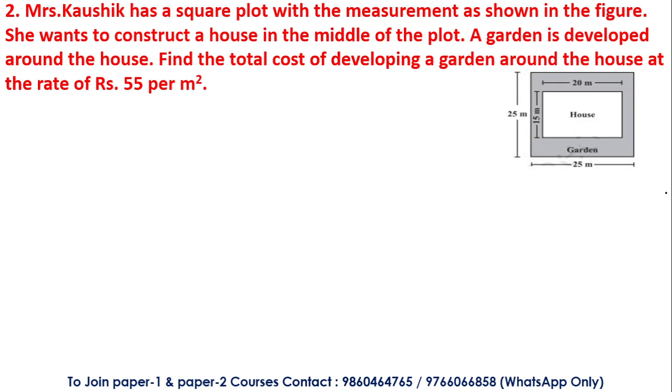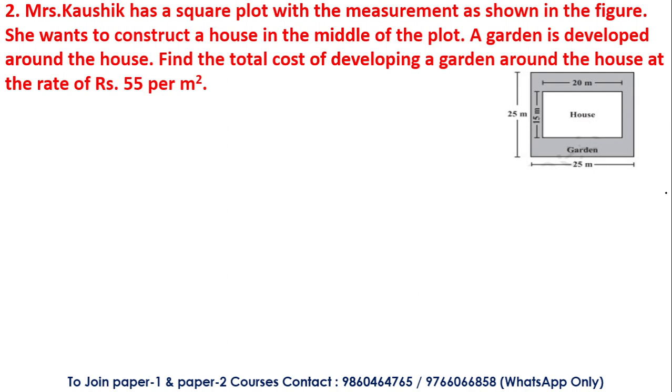Kaushik has a square plot with the measurement as shown in the figure, and she wants to construct a house in the middle of the plot. Try to understand the concept over here. Okay, a garden is developed around the house. Find the total cost of developing a garden around the house at the rate of rupees 55 per meter square.